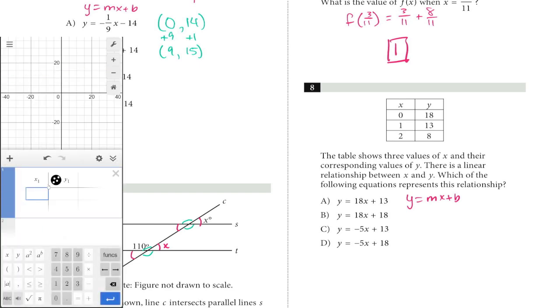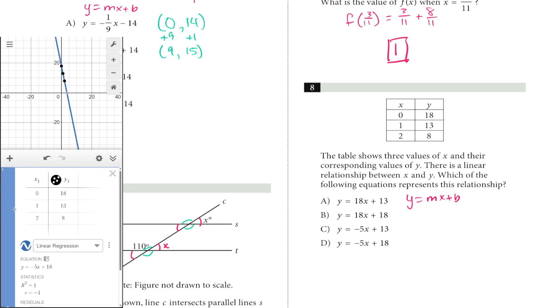We're going to make a table. We're going to type in our points. We only need 2 points, but we'll go ahead and just put all 3. We don't have to. We just have to do 2 of them. And again, notice how we have the little symbol pop up. And then it tells us the equation is y equals negative 5x plus 18. So the answer is D.